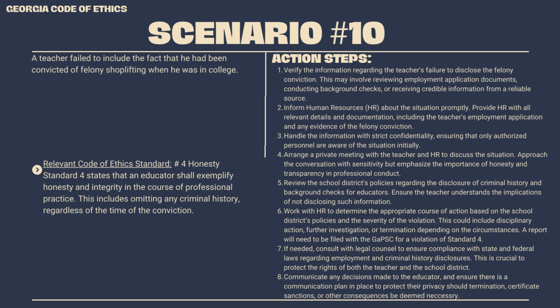We're going to arrange for a private meeting with that teacher and HR to discuss the situation. We're going to be sensitive, but emphasize the importance of honesty and transparency and professional conduct. We'll review our school's internal policies regarding the disclosure of criminal history and background checks for educators, and ensure that the teacher understands the implications of not disclosing that information. And then we'll all work together to determine the appropriate course of action based on what our policies are.